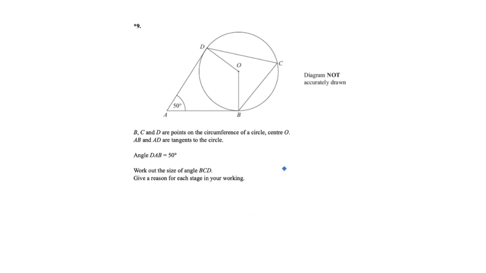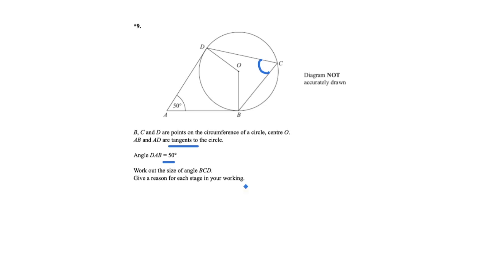So we've got a nice little diagram. And it says B, C and D are points on the circumference of a circle with centre O. AB and AD are tangents. DAB equals 50 and we want the size of BCD. So BCD is this angle here. I always like to mark on the angle we're trying to find. And then at each stage we need to give a reason for our working.